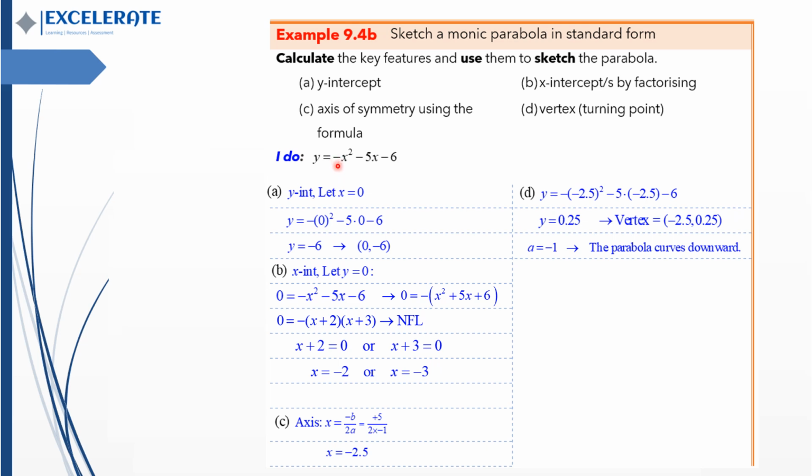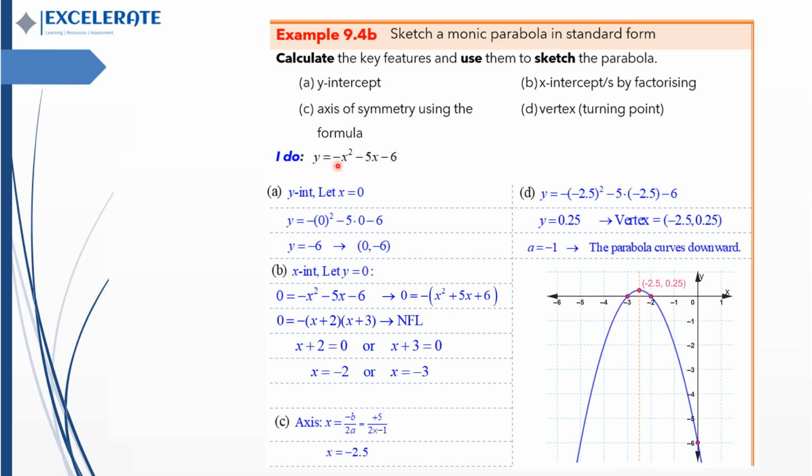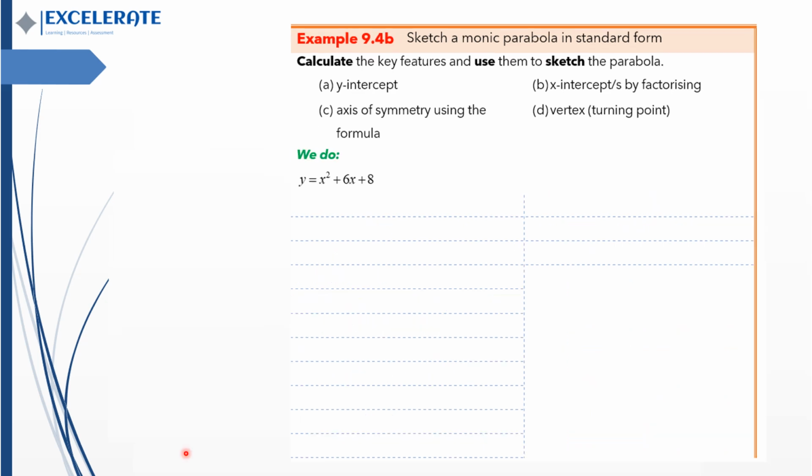So sketching our points here, we have our turning point at -2.5, 0.25, the x-intercepts at -3 and -2, and the y-intercept all the way down here at -6. Now it's a chance for you to have a try. The way you do, you're graphing y equals x squared plus 6x plus 8 by calculating all the key features and using the formula for the axis of symmetry.